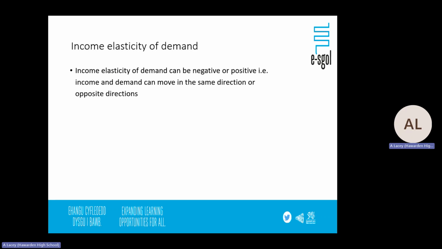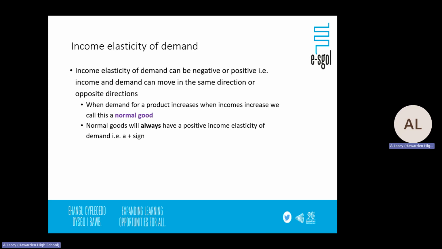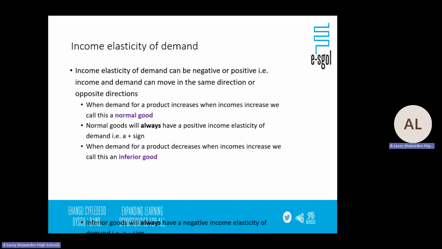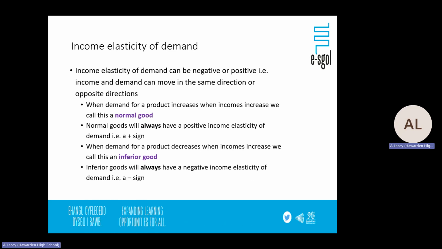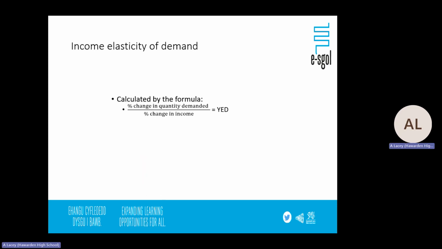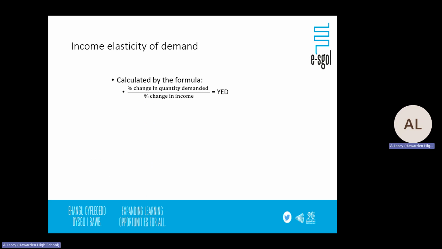Income elasticity of demand can be negative or positive, and income and demand can move in the same direction or opposite directions. Now, when demand for a product increases when income increases, we call this a normal good. Normal goods will always have a positive income elasticity of demand, with a plus sign. And when demand for a product decreases when income increases, this is called an inferior good. An inferior good will always have a negative income elasticity of demand, with a minus sign. So to calculate that, you've got your percentage change in quantity demanded divided by percentage change in income, and that gives you your YED.